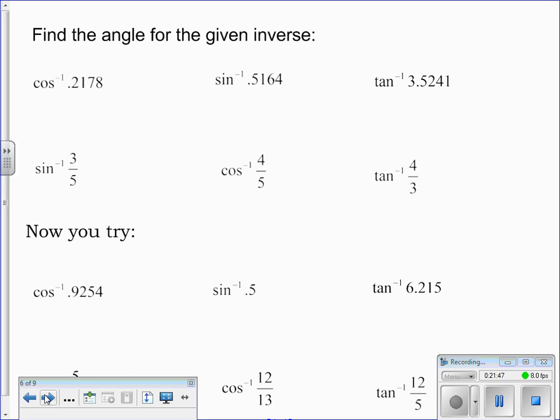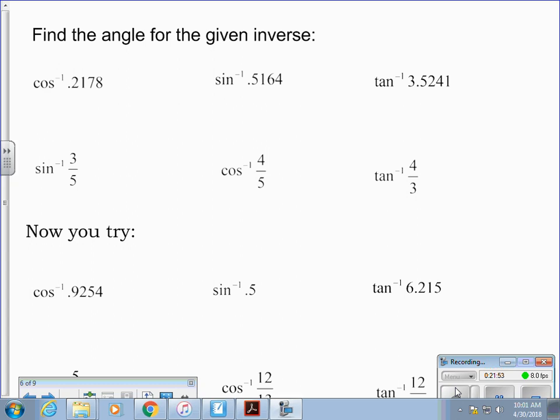Okay, find the angle for the given inverse. I'll pause and give you guys a minute to get that written down. Okay, so what we are doing now is the exact opposite of what we just did. We're finding the angle. Technically what this means, the inverse cosine of 0.2178, means that the cosine of some angle is 0.2178. To find that angle measurement, we do the inverse cosine. That's what the cosine with the little -1 is.